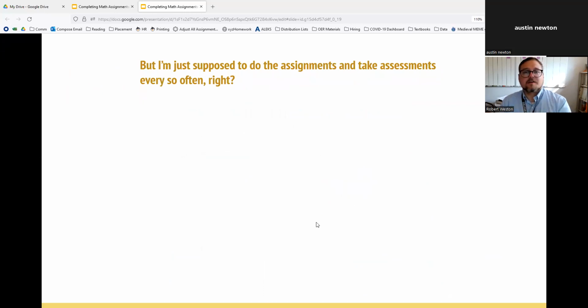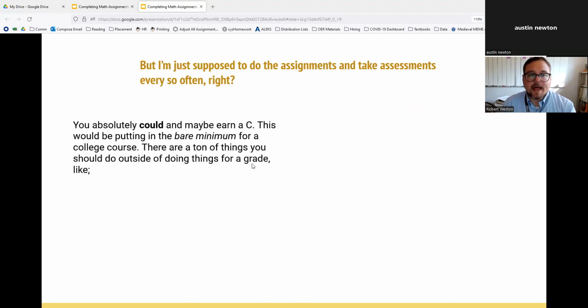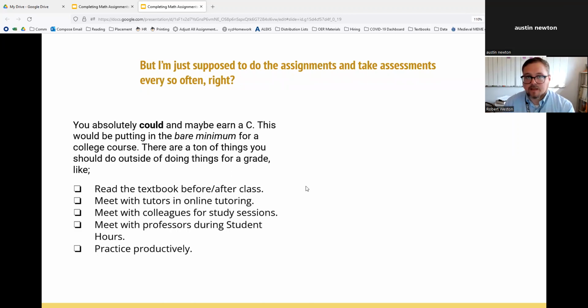Again, I talked about those different course components. Some of them are assignments and assessments, but then there's a lot of other stuff students should do. And you could just do those assignments and maybe get a C. There is a lot of other things you can do outside of a grade. Things like reading the textbook before and after class, which we'll get to. Meet with tutors and online tutoring, right? There's tons of that available here at Clark, either online or face-to-face.